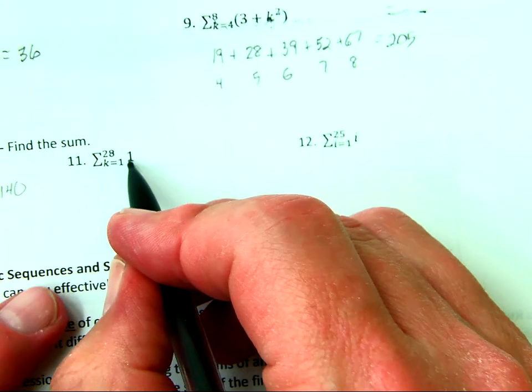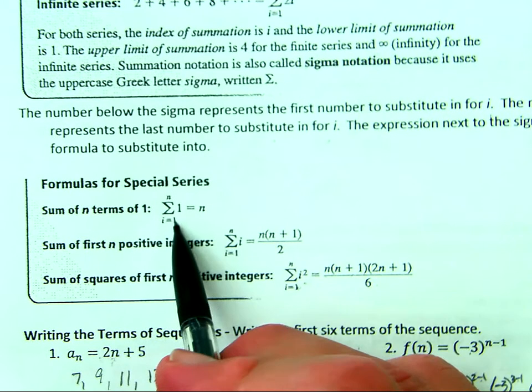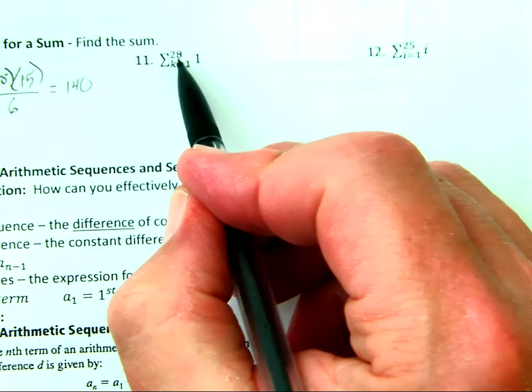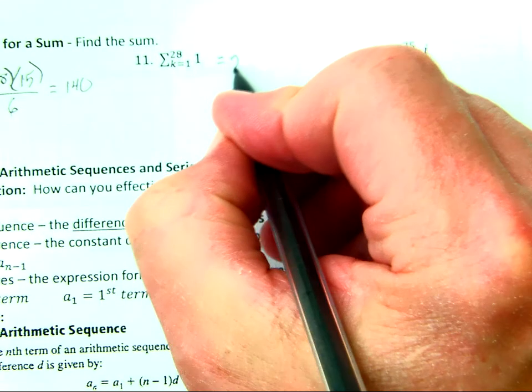The next one, notice the term is just a plain old 1. Again, if you look at these special ones, see this one here says the sum of 1, if it's just a plain 1, equals n. So here, n is 28, so this just equals 28.